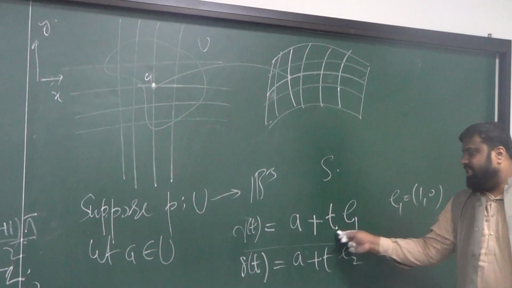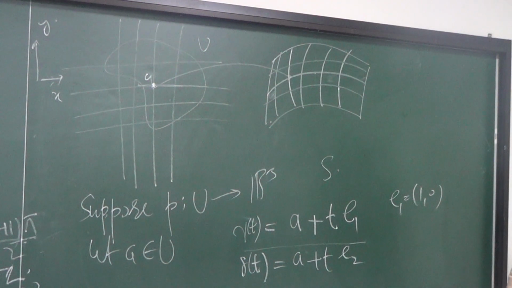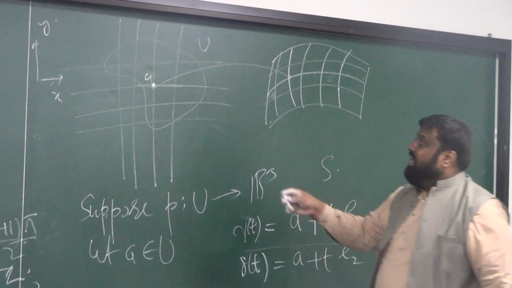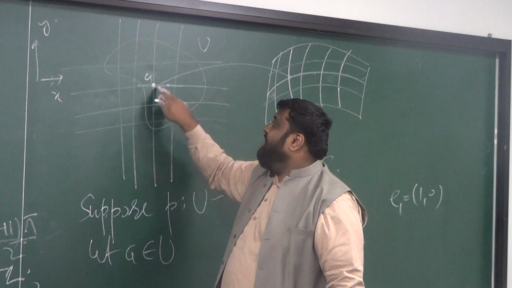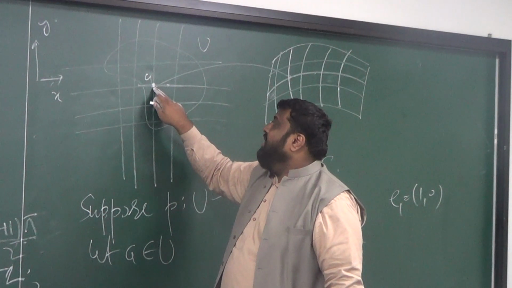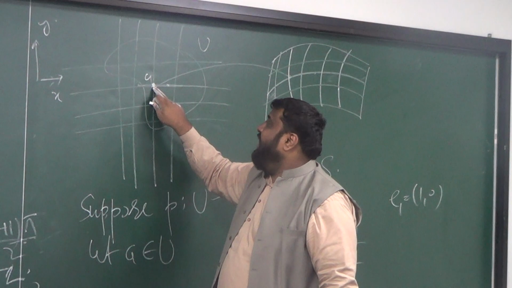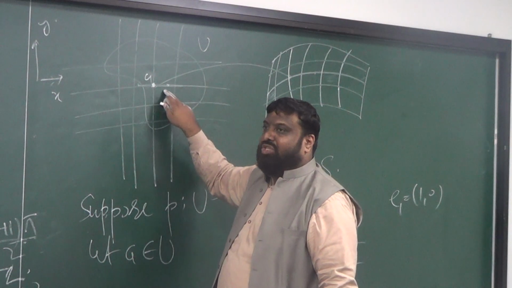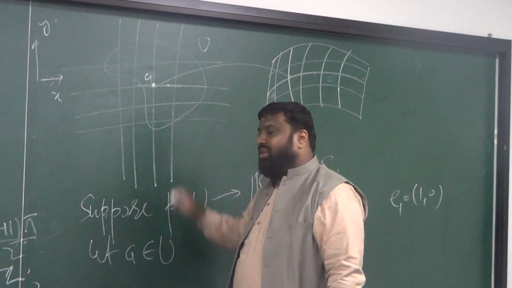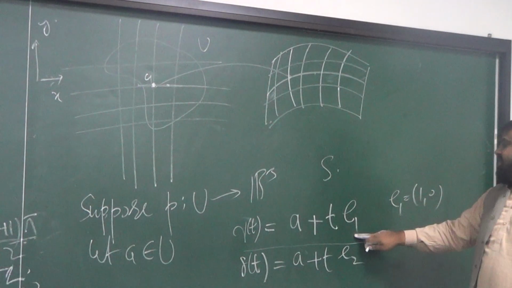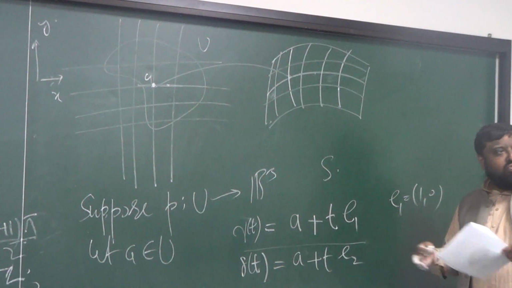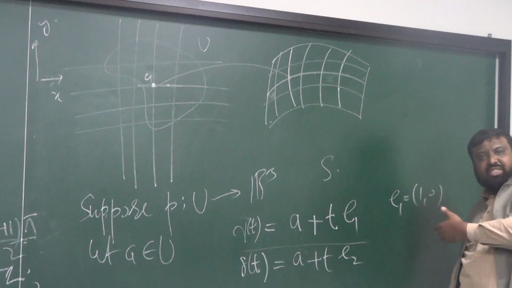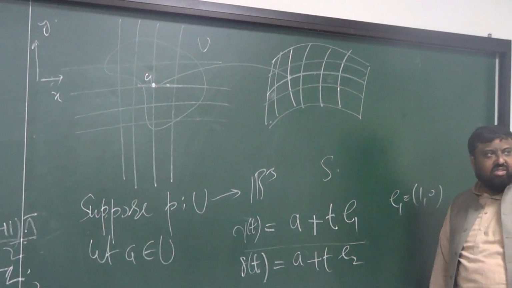Why do you have A plus t E1 here, and A plus t E2? How does this represent the line? Think about it. If I take any point on this line, I can reach this point by moving from A some magnitude along t E1, along the x-axis. In other words, A plus t E1 is really (A1 plus t, A2). So I'm just moving some t units along the x-axis.